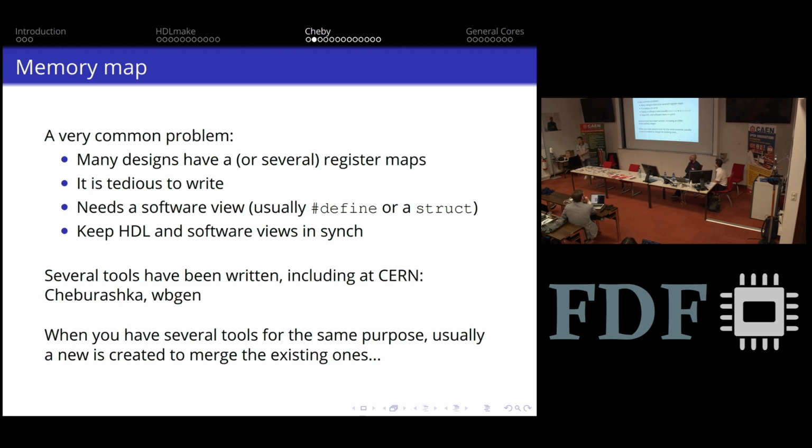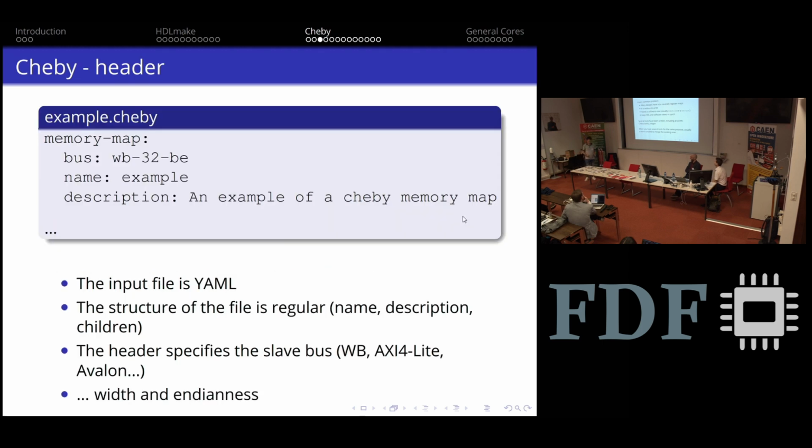So this is not a new idea, and there were at least two tools written by different teams at CERN, named Cheby and CHEBY-CEM. And so when you have two competing tools, the best idea to merge them is to create a new tool, hopefully replacing the existing ones.